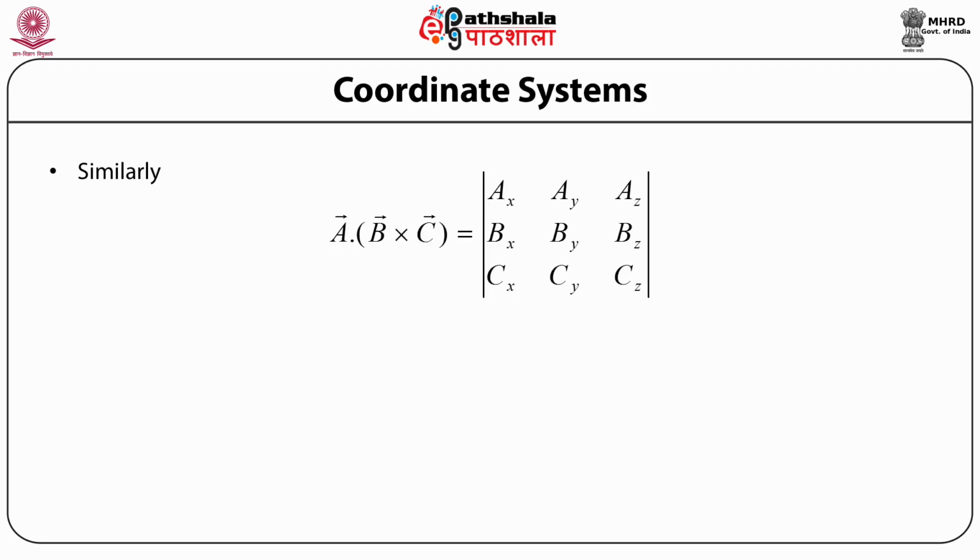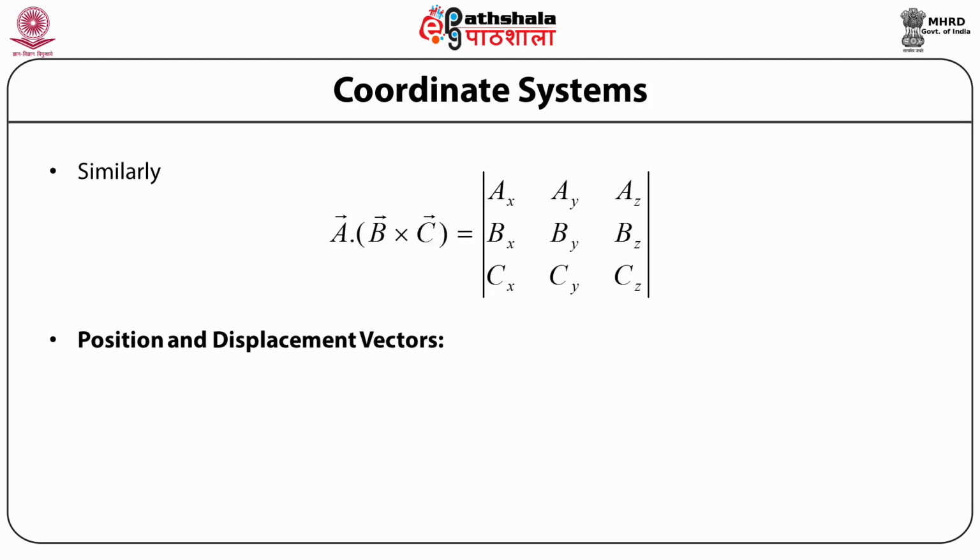In fact, it will be a good exercise if the students try to first evaluate the cross product of vector b and vector c, and then take the dot product of vector a with the resultant cross product of vector b and vector c, and see whether they get the same result as that obtained by solving the determinant mentioned over here. Now, next is the position and the displacement vectors.